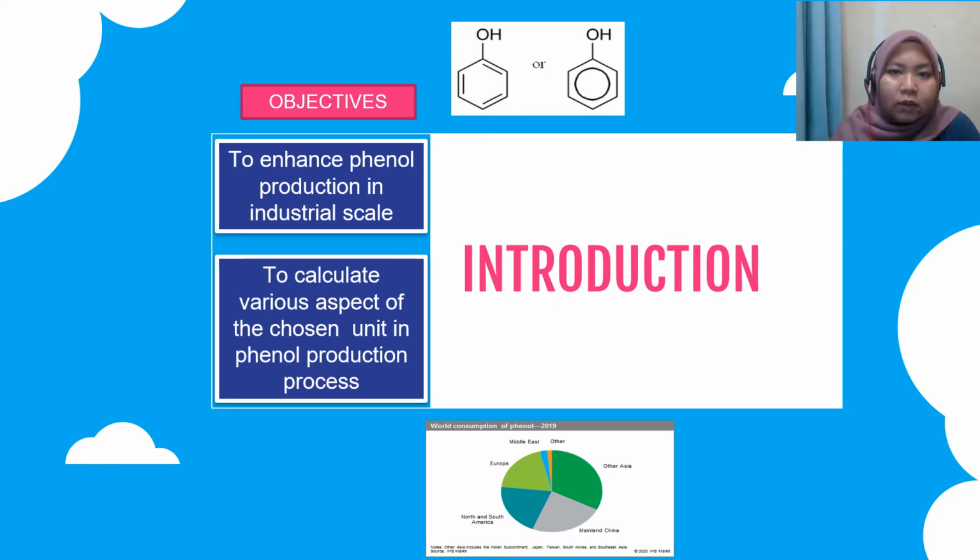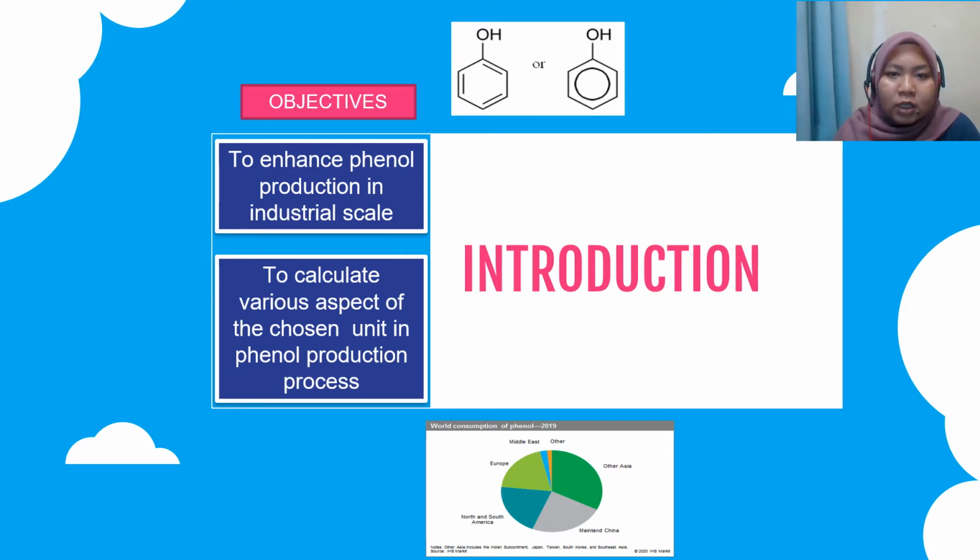The main objective of our report is to design the production plant for phenol in industry. Phenol is an aromatic compound with an OH group bonded to the phenyl ring and it is used in the production of disinfectants, dyes, pharmaceuticals, plastic and many more. Nowadays, consumption of phenol largely follows the patterns of the leading world economies.